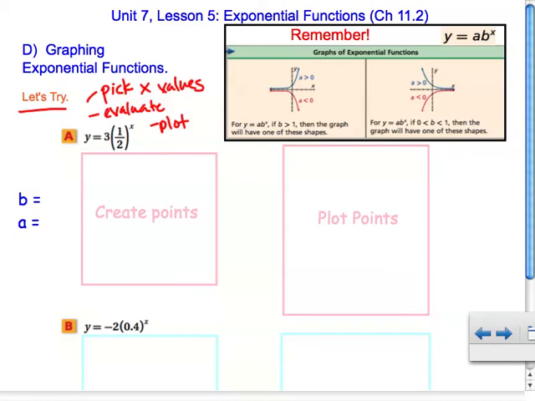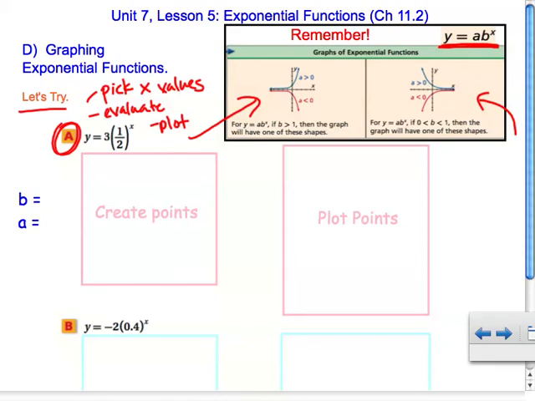So, in example A, the first one, what I'm going to first do is figure out what is a and what is b, because that's going to help me make a prediction of what kind of graph I might have in store for me here. So let's see. Our formula here: y equals a b to the x power.